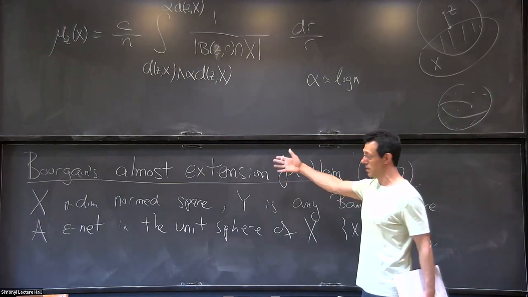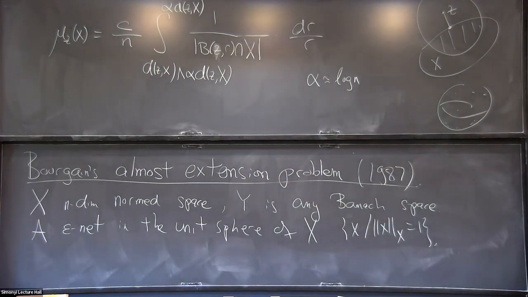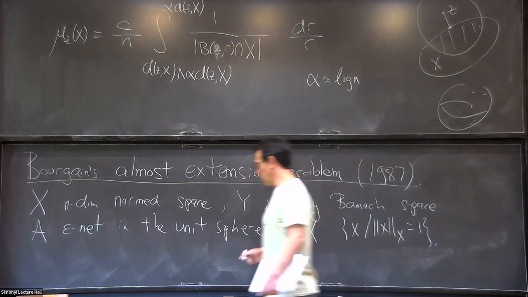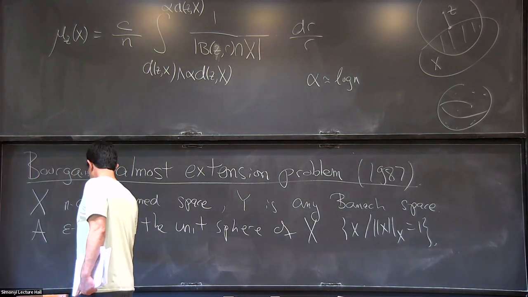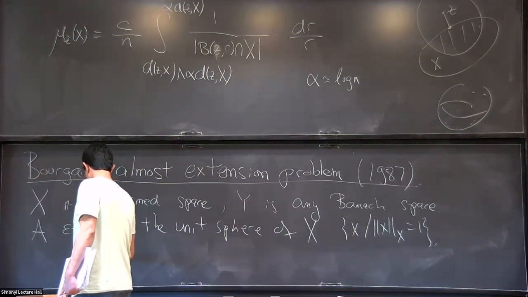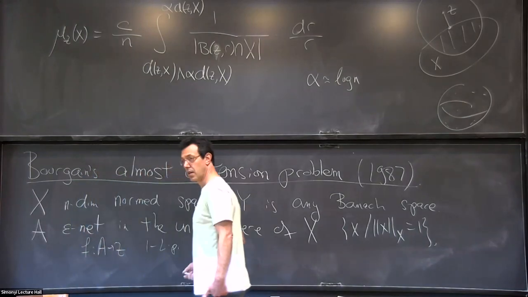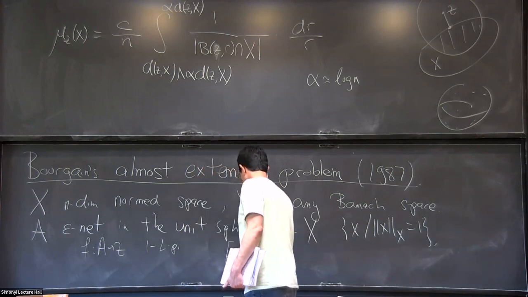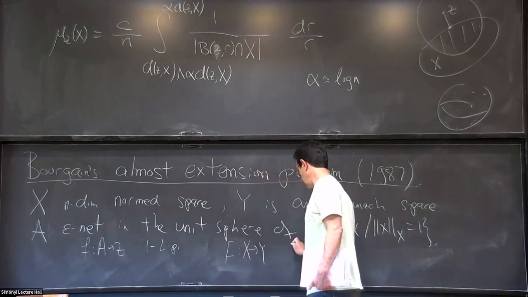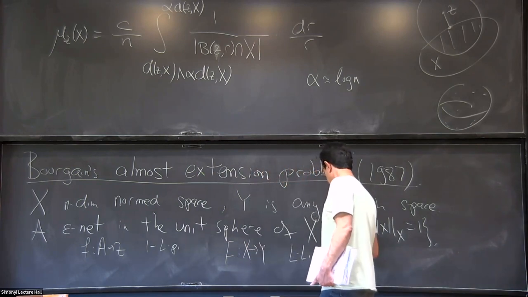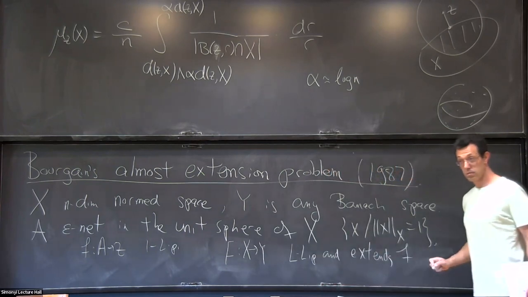The retraction happens in the sense of this randomized rounding. And then his goal was, for the extension problem, we had f from the net, which is one Lipschitz, and we wanted to find F from the entire space X, which is L Lipschitz and extends f. That was the goal.